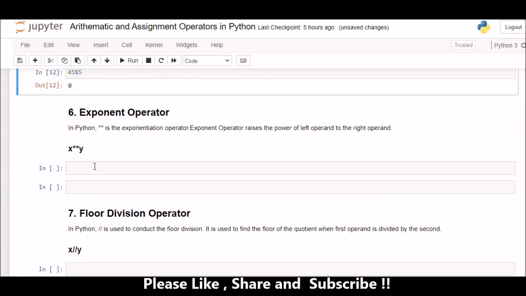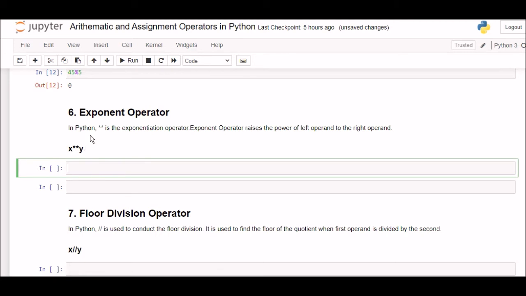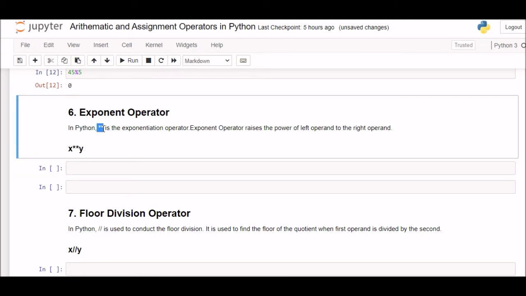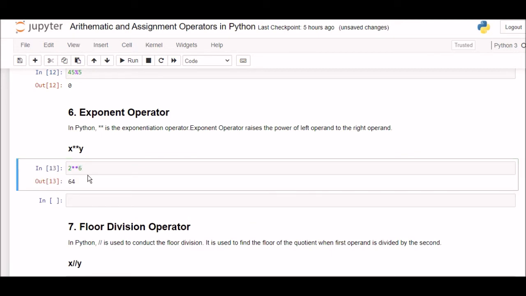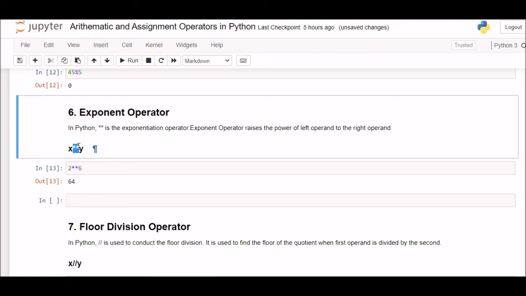Next one, exponential operator. In Python, double star is used for the exponential operator to find the power of two operands. In this, the exponent operator raises the left operand to the power of the right operand. For example, 2 double multiplication sign 6. Let's run the code. 64. Okay, so here 2 raised to the power 6, it returns 64. So with the help of the double multiplication sign, you can find the exponential in Python.